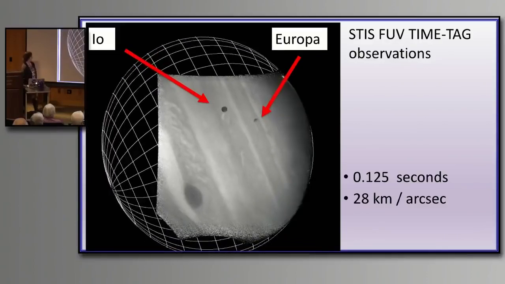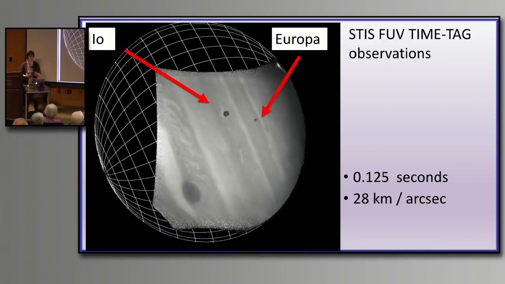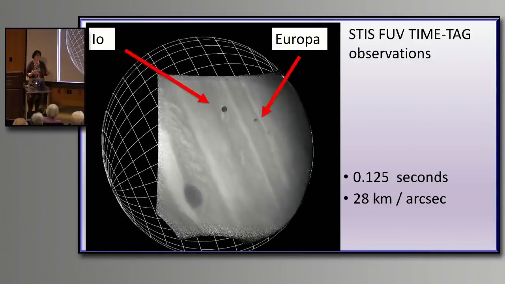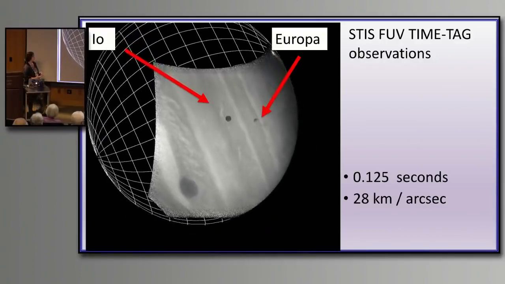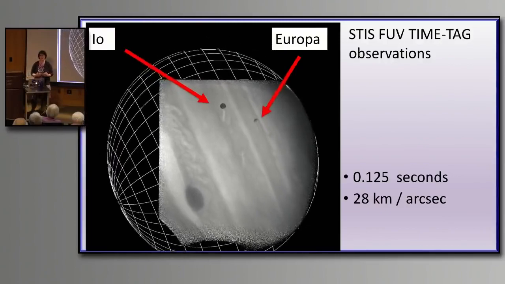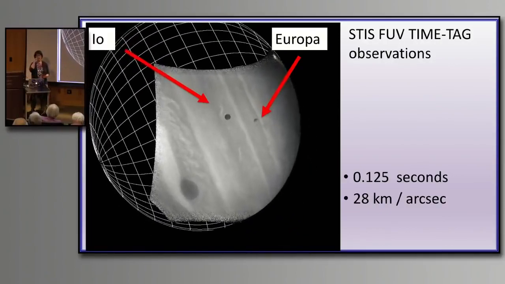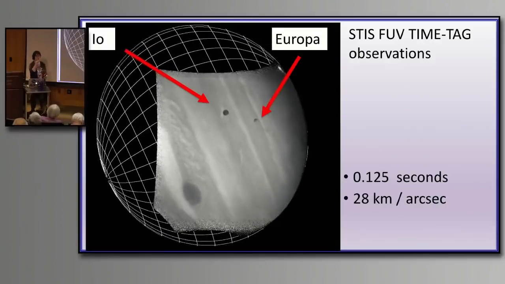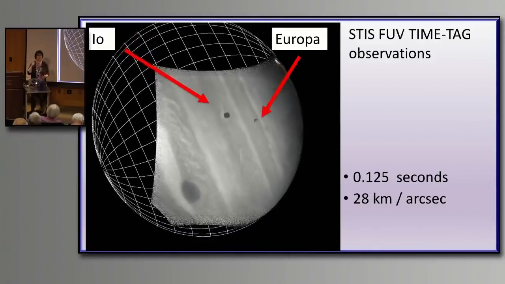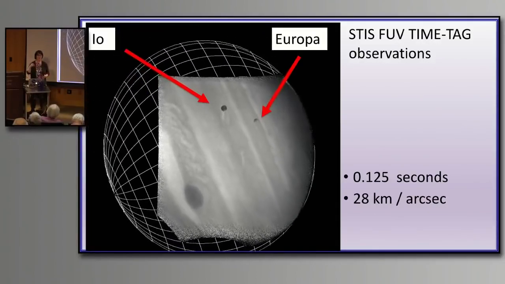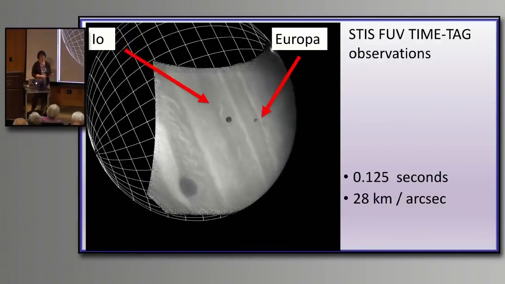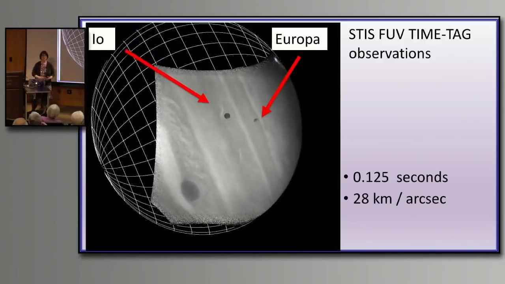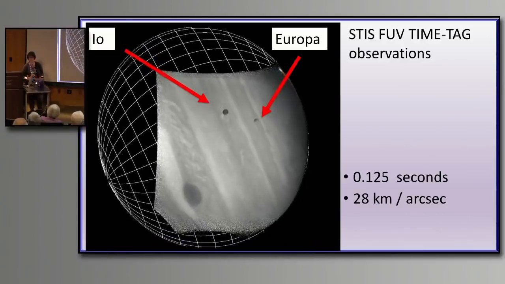So that's kind of fun. And the reason we could do this is that one advantage of the STIS spectrograph or imaging system is that you can actually take observations at what's called time tags. So each exposure is 0.125 seconds, and you just can keep doing that. So every 10th of a second, you have a new image, which is one of the things that lets you make these lovely movies. But it also helps if you're trying to look for features.